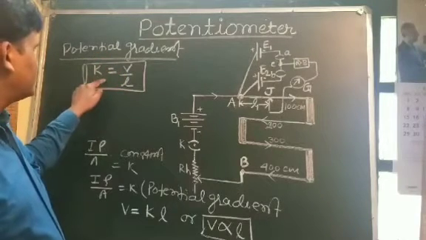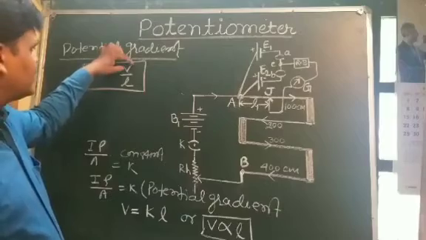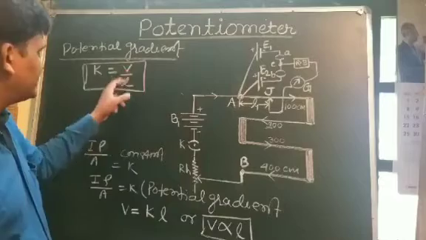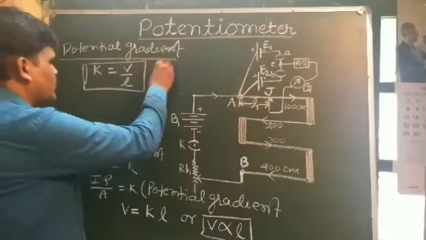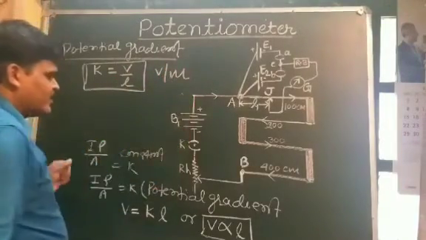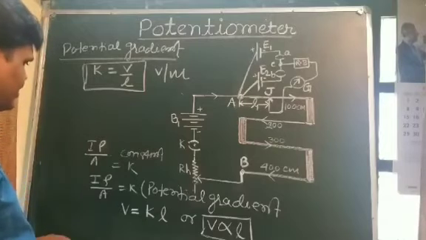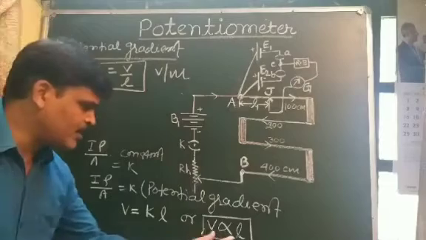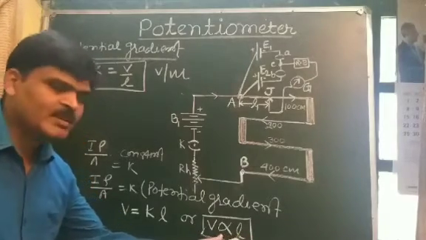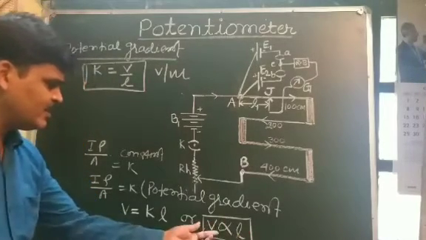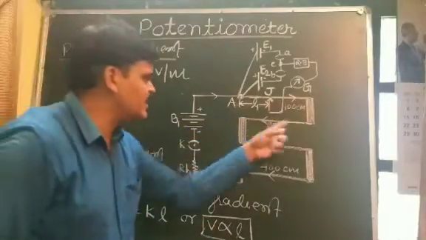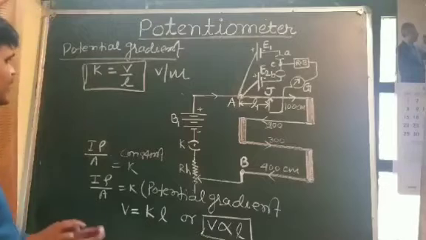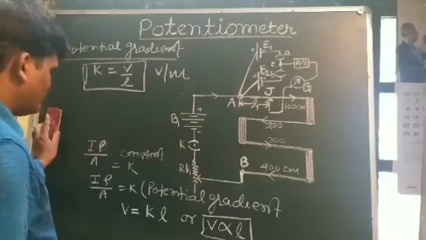Potential gradient can be defined as fall of potential per unit length of the potentiometer wire, and its SI unit is volt per meter. And students, if you plot a graph where V is directly proportional to L, it means that by increasing the length, the potential difference continuously drops from A to B.